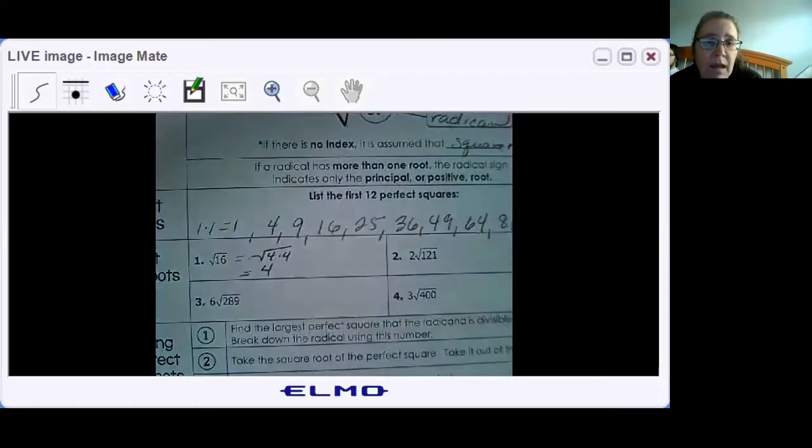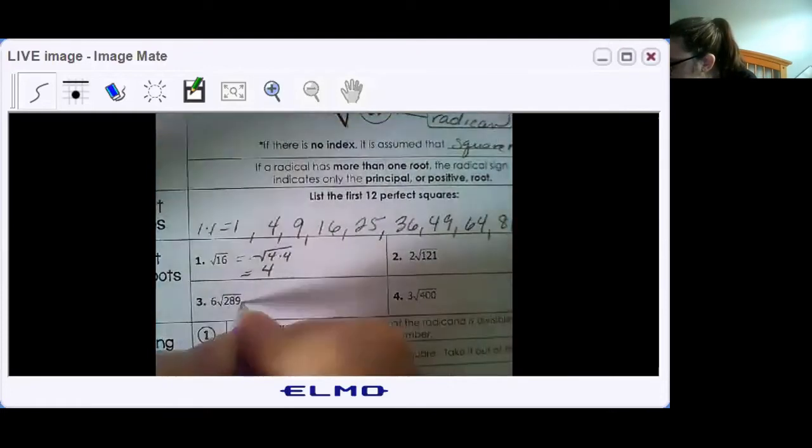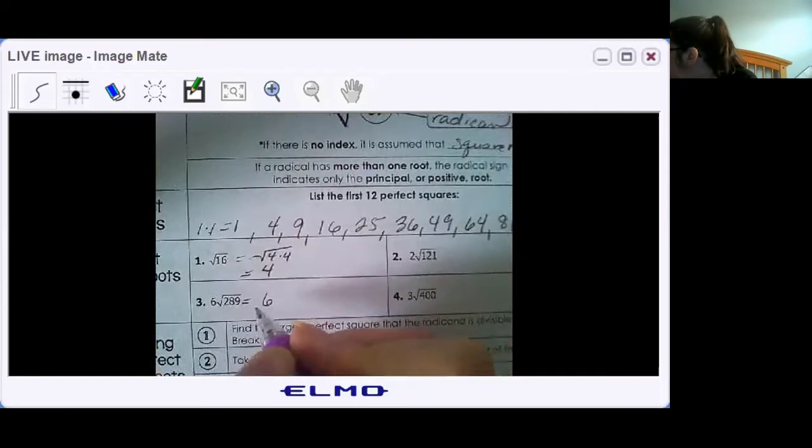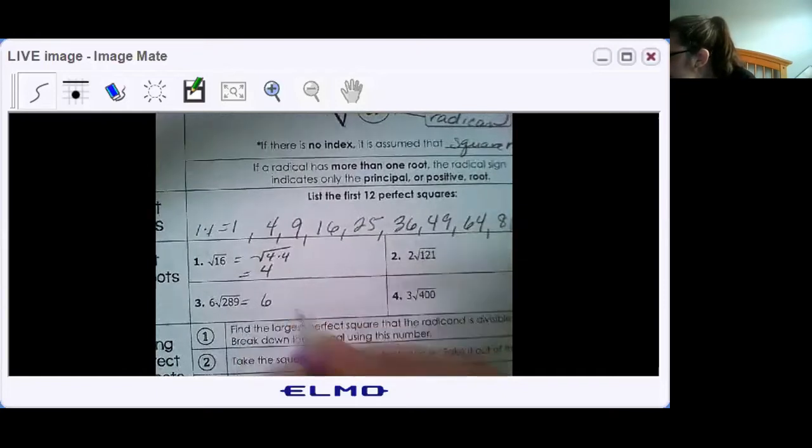Okay. But what happens when we have a number outside the square root and a number inside the square root? Well, you treat this just as a multiplication problem. This is 6 times the square root of 289, and the square root of 289 is 17.